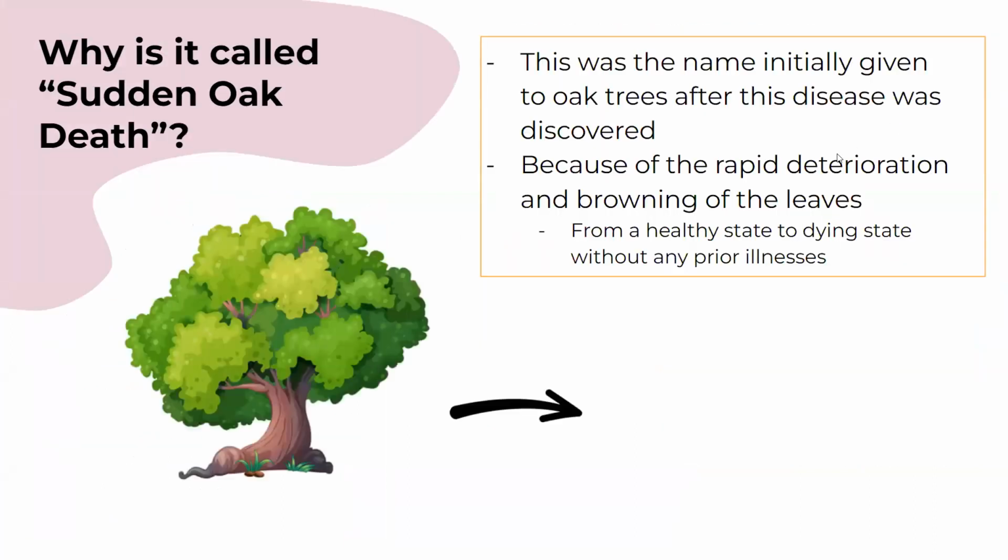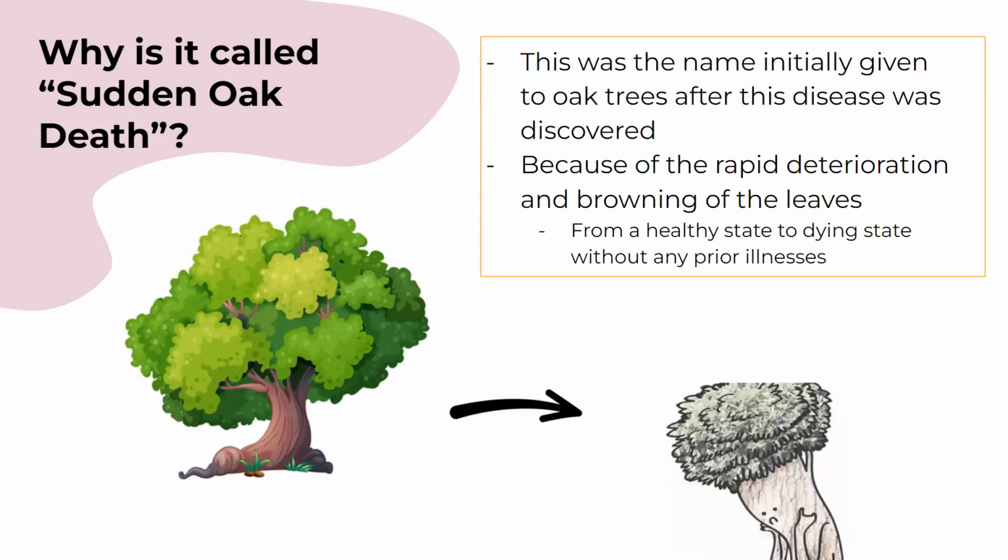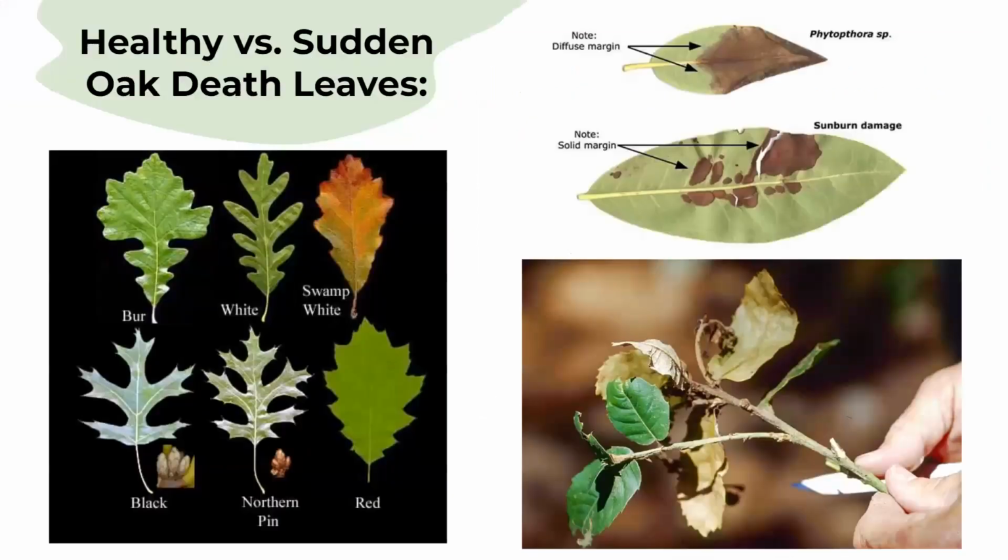The origin of its name is pretty straightforward. When it was initially discovered, it was named for its lethality. The rapid deterioration of the tree's health without prior illness, accompanied with the browning of the leaves, worried many. They noticed the difference between the supposed sick leaves and regular healthy leaves with sunburn damage. To the left, we can see a variety of oak leaves that are completely healthy, and to the right are images of how browning on oak leaves would look like if it was caused by P. ramorum.